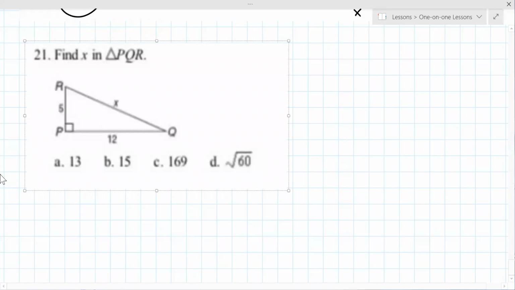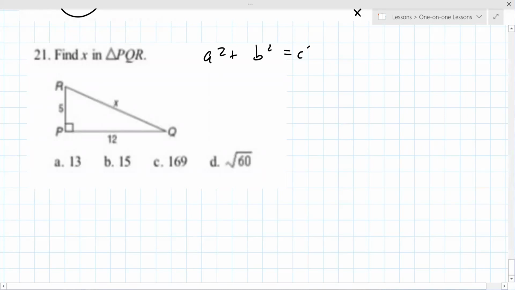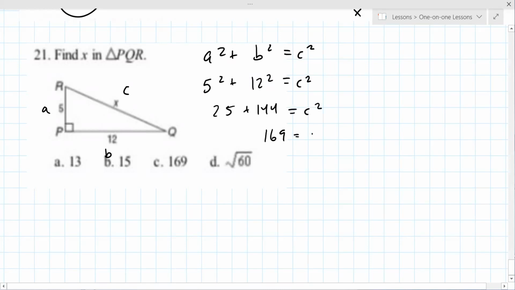Okay, find x in triangle PQR. Whenever you're given a right triangle, it's Pythagorean theorem. A squared plus b squared equals c squared. So you have 5 squared plus 12 squared equals c squared. 25 plus 144 equals c squared. So 169 equals c squared. Take the square root of both sides, so c equals 13.